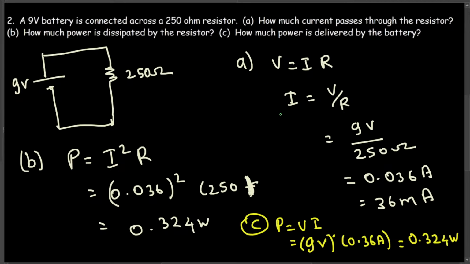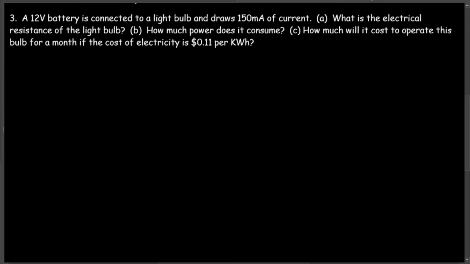Okay, now we have done this problem. Now let's look at another problem. This question is asking: a 12 volt battery is connected to a light bulb and draws 150 milliampere of current. A part is asking what is the electrical resistance of the light bulb. B part is asking how much power does it consume. C part is asking how much will it cost to operate this bulb for a month if the cost of electricity is $0.11 per kilowatt hour.